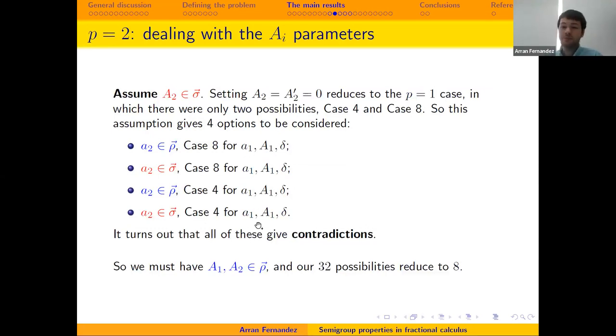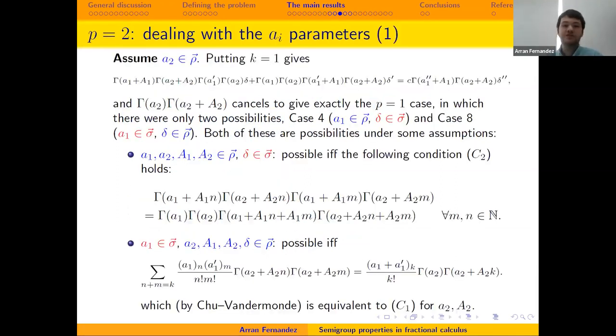So from big A2 red, we get a contradiction. That means big A2 must be blue. By symmetry, big A1 is also blue. So we've solved the big A's, and those 32 possibilities now reduce to just 8. We have little a1, little a2, and delta. So 8 is small enough we could go through them one by one, but there's still another trick to be used. If we assume little a2 is blue, then the k equals 1 case gives this relation.